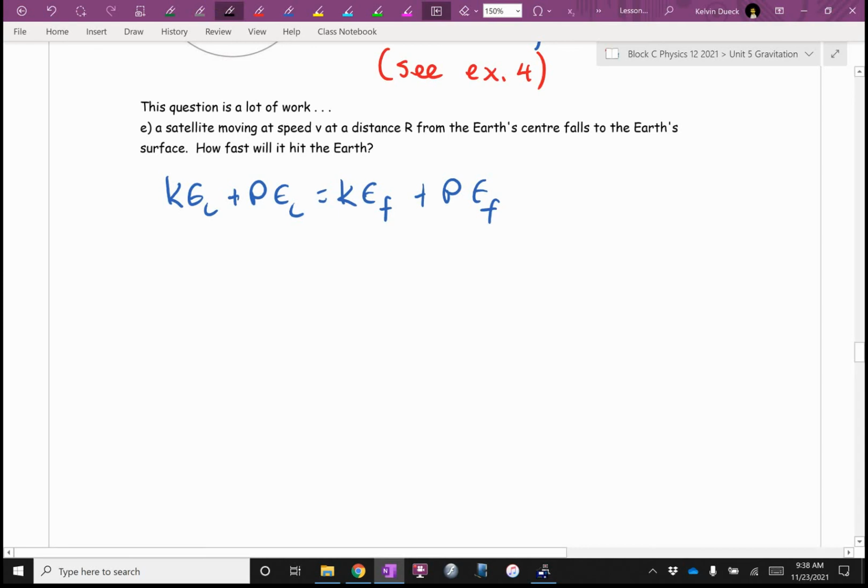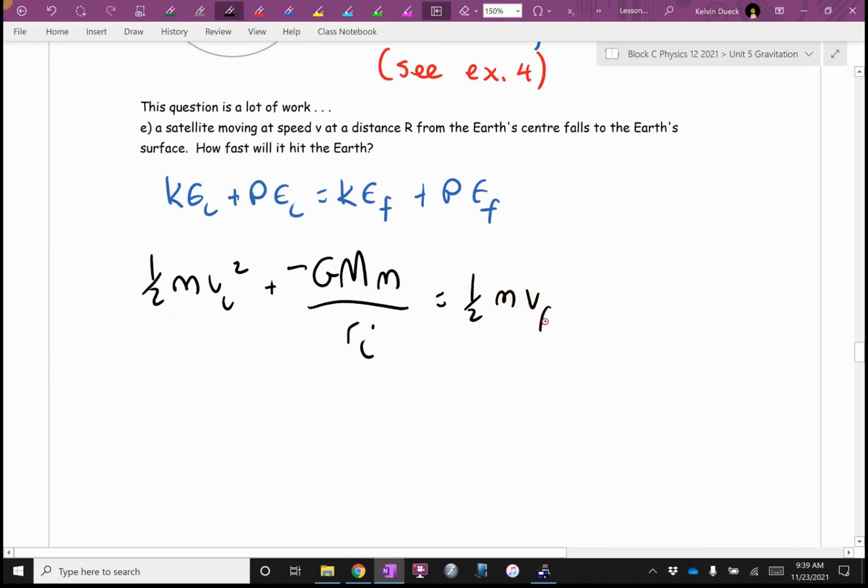Now the tricky part here is the initials are the space ones. It's really tempting to put the space ones in for the final, because usually we've been starting on the Earth and heading up. Here we're starting up high and heading down, but it's going to be a half m v initial squared plus negative big G, big M, little m over R initial equals a half m v final squared plus negative big G, big M, little m over R final.